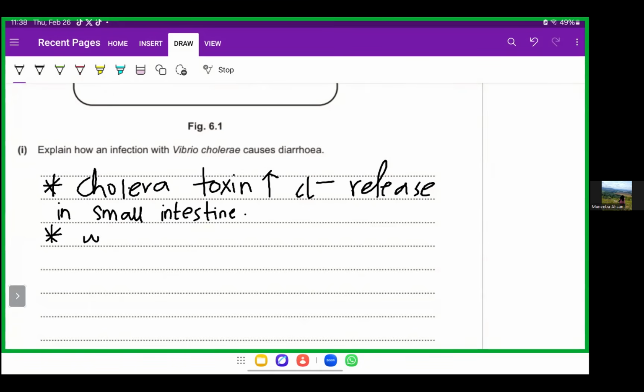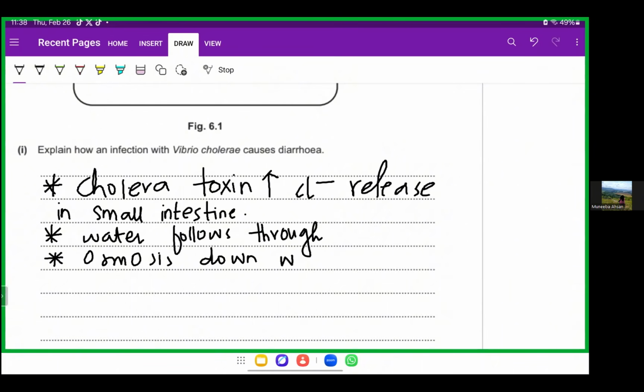Therefore, water follows through osmosis, down the water potential gradient. And it makes your feces watery.